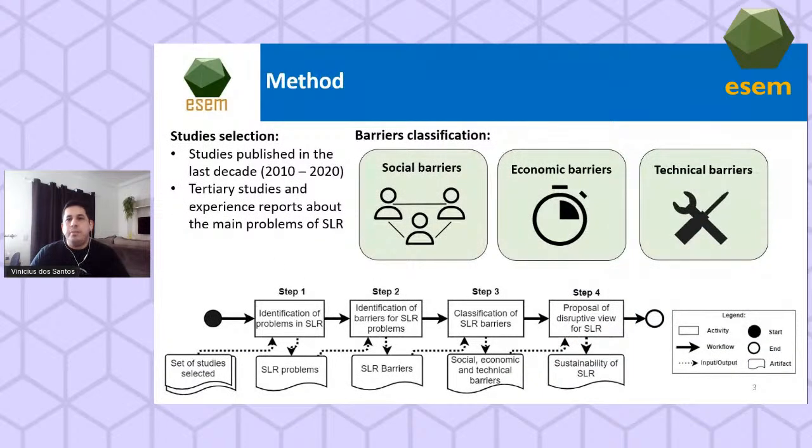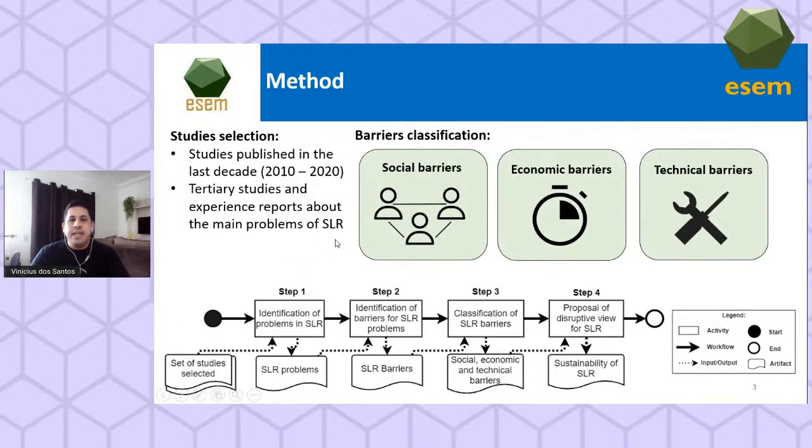Well, first to propose our vision, we surveyed the literature and selected six studies published in the last decade with the main problems and the possible causes for these problems. And so next we classify these barriers or possible causes in three dimensions. The social are related to the human aspects, for example, the communication among researchers. The economic barriers are associated with the consumption of resources in the whole SLR lifecycle. And finally, the technical barriers are related to the problems with the tools to support SLR. In the final step, we use these barriers to propose this new vision.